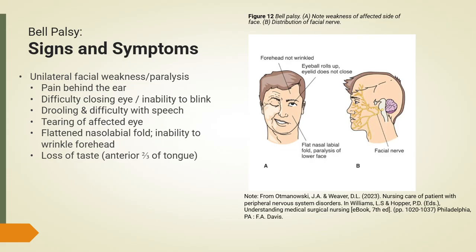Speech difficulty may occur because facial paralysis affects the lips, cheeks, and mouth muscles needed to form certain sounds. Patients may also experience drooling, especially when drinking, because they cannot maintain lip closure. Another common symptom is excess tearing, also called epiphora, because the eyelid does not close properly. The tear film cannot be spread across the eye, leading to constant tearing.